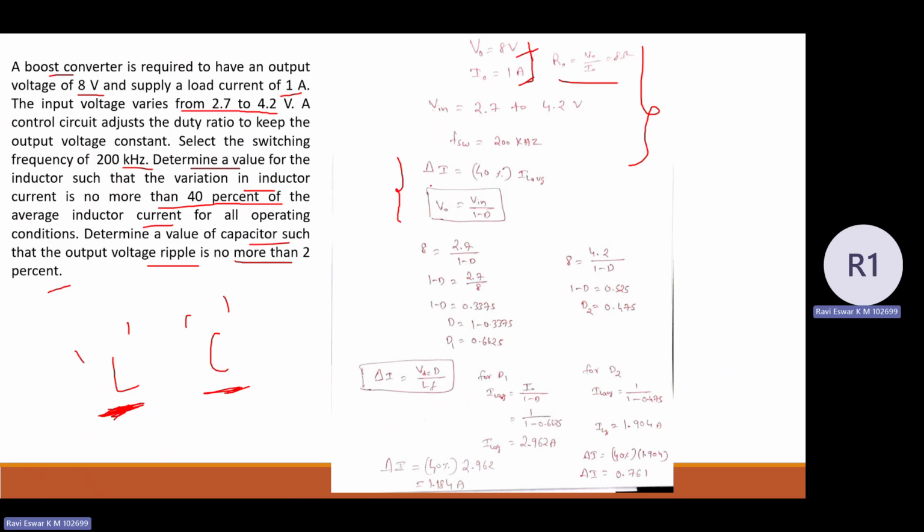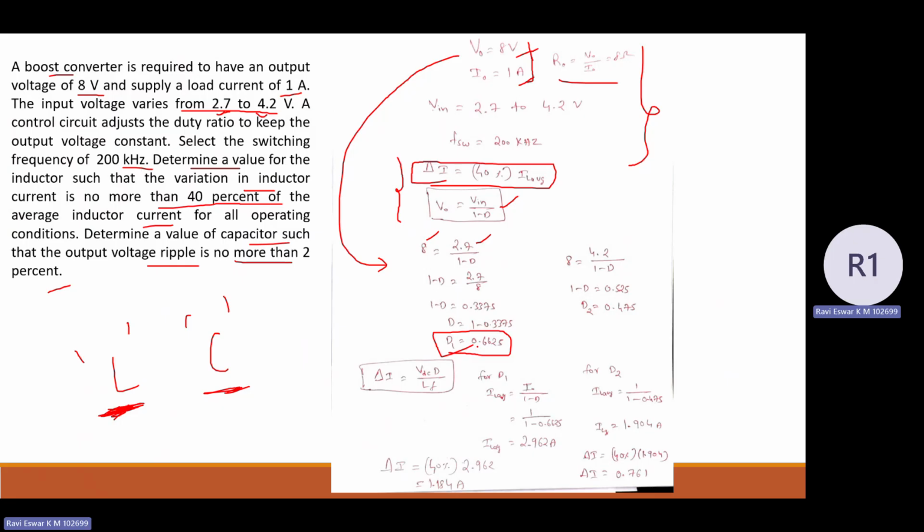So what is the requirement they given? 40% of IL average. Okay, fine. As the input voltage is varying, one thing you can understand is that the control circuit is definitely adjusting the duty ratio to make the output voltage constant. So let me take the output voltage for the boost converter as V naught equal to V in by 1 minus D. Now let me take example case 1, where the input voltage is 2.7 and the output voltage is 8. Now I calculate the duty, D1.